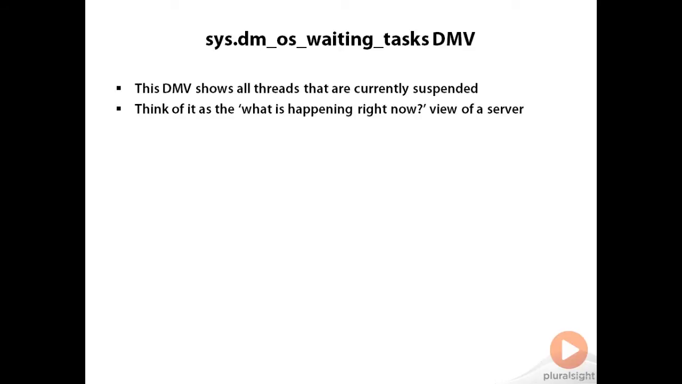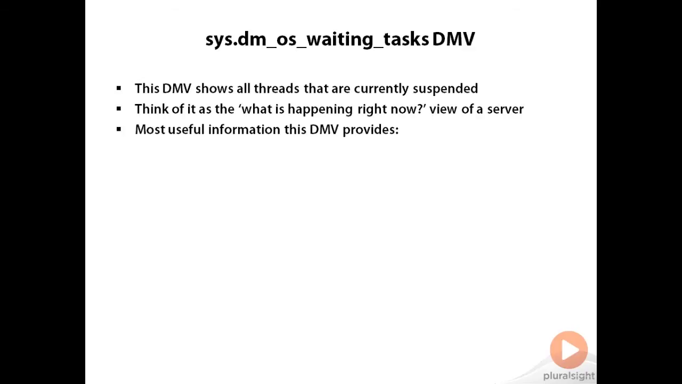The first DMV to talk about is sys.dm_os_waiting_tasks. This DMV is going to give us information about every single thread on the server that is currently suspended. So all threads, no matter what scheduler they're on, if they're on the waiter list, they're going to have the state suspended, and they're going to show up as the output of this DMV. You can think of this as showing us what's happening right now for a server. So if you walk up to a server and it's experiencing performance problems, this is the DMV that you're going to use first.